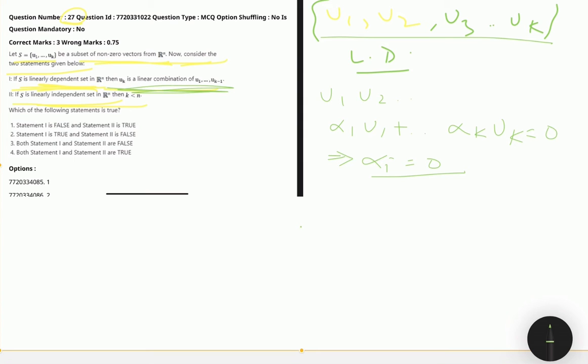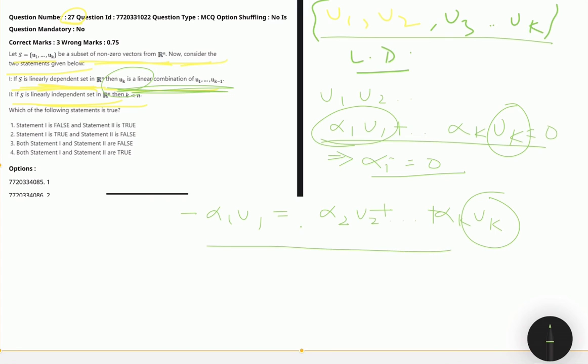Then we have to see if uk is a linear combination of u1, u2, ..., uk minus 1. So if this is happening, I can shift any of them to the other side. I can shift this to the other side and remain there only alpha k uk. So it can be clearly seen that uk, the last one, is not necessarily a linear combination of the rest; rather, u1 may be the linear combination of the rest, right? So clearly this option is false. So this option is not correct. So my first statement is definitely false, right?